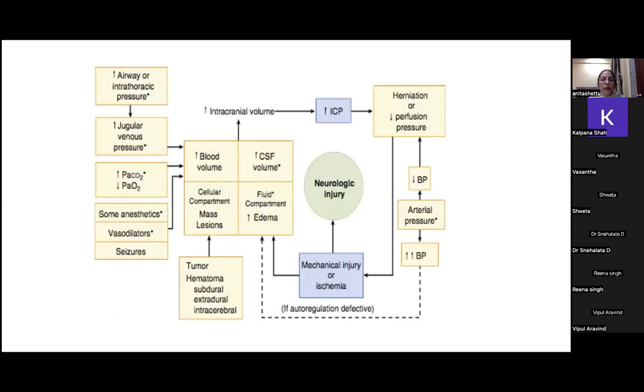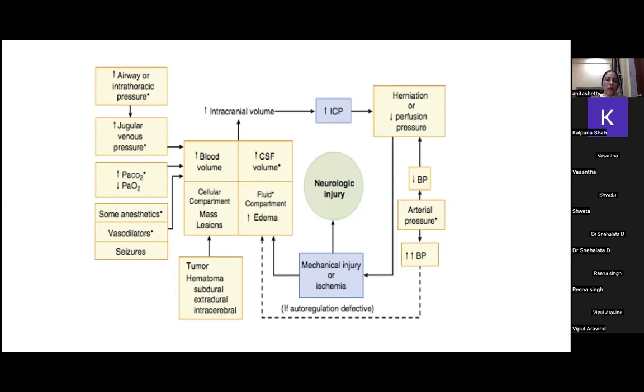Now, there are 4 compartments: the blood volume, the cellular compartment, fluid compartment, and the CSF volume. If there is an increase in any of the compartments, it can increase the intracranial pressure and cause tight brain. The components which are under the control of anesthesiologists are marked with asterisks. So increased blood volume can be due to increased airway or intrathoracic pressure, decreased jugular venous pressure, hypercapnia, hypoxia, inhalation anesthetic agents which cause vasodilatation, vasodilators, and seizures which can increase the CMRO2.